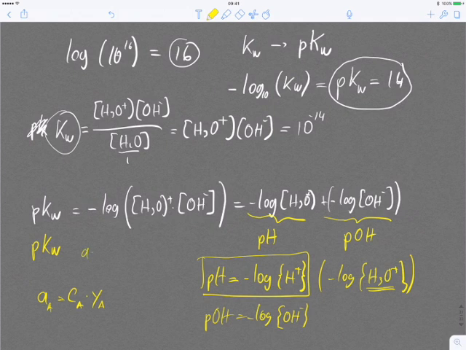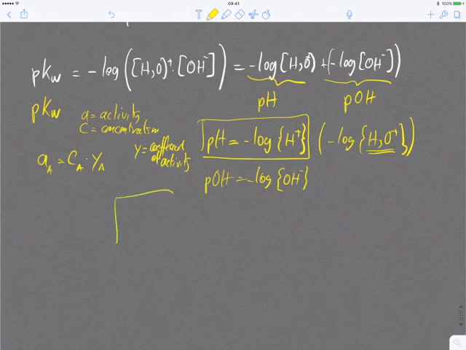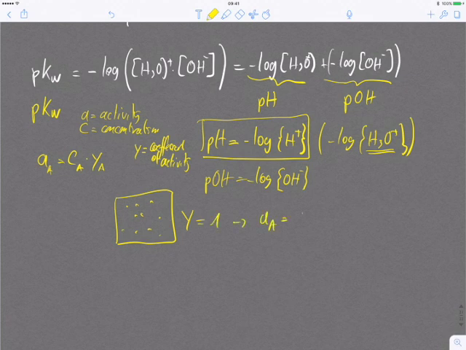So again, the A equals the activity, the C equals concentration, and the Y is the coefficient of activity. When you have a highly diluted water body and the elements are well dispersed, the Y coefficient of activity equals 1. That means activity will be equal to concentration.